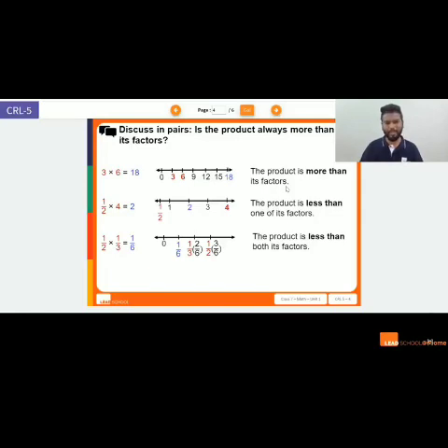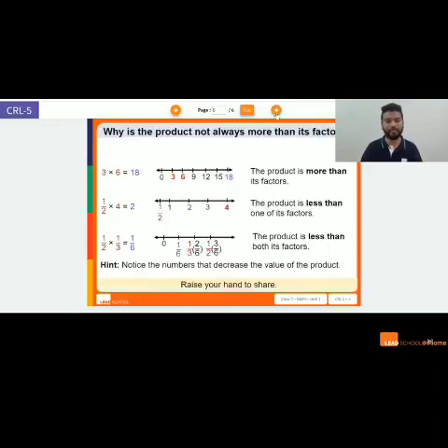Quick recap. I know it's a little confusing, but it's a very easy concept to think. When I multiply two whole numbers, the product is always greater than the factors. When I multiply a fraction with a whole number, the product is greater than the fraction but lesser than my whole number. When I multiply two different fractions, the product is always lesser than both my factors. Okay. Let's go to the next slide.